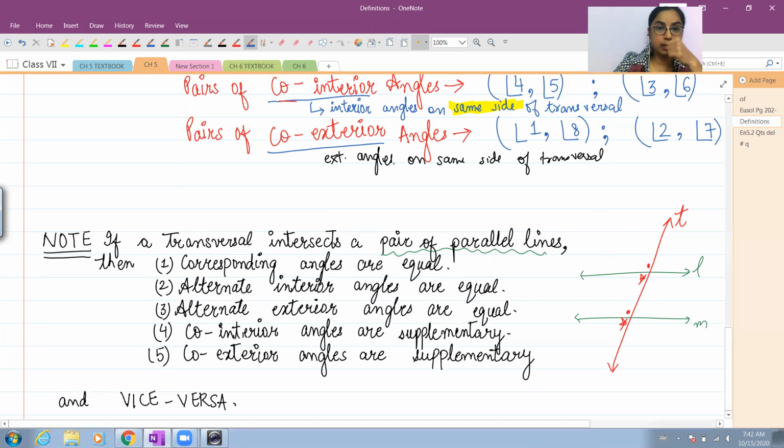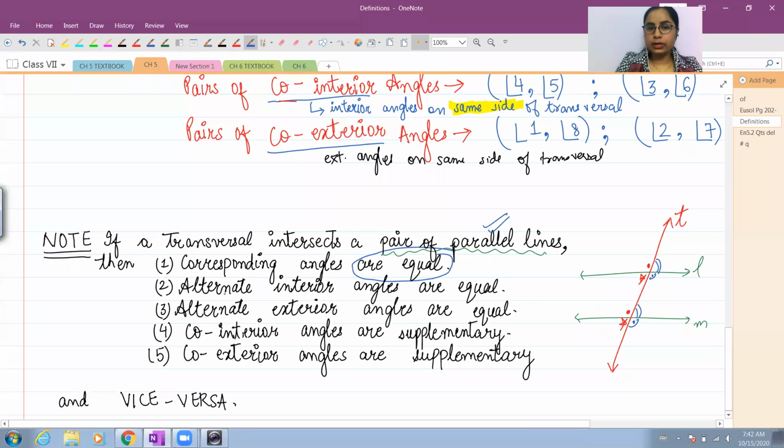Similarly, on the other side, I'll use a different color. So this angle will be paired with this angle, and this angle will be paired with this angle. These are corresponding angles, and these will be equal. And this only happens if the lines are parallel. If the lines are parallel, these angles will be equal. Corresponding angles will be equal.